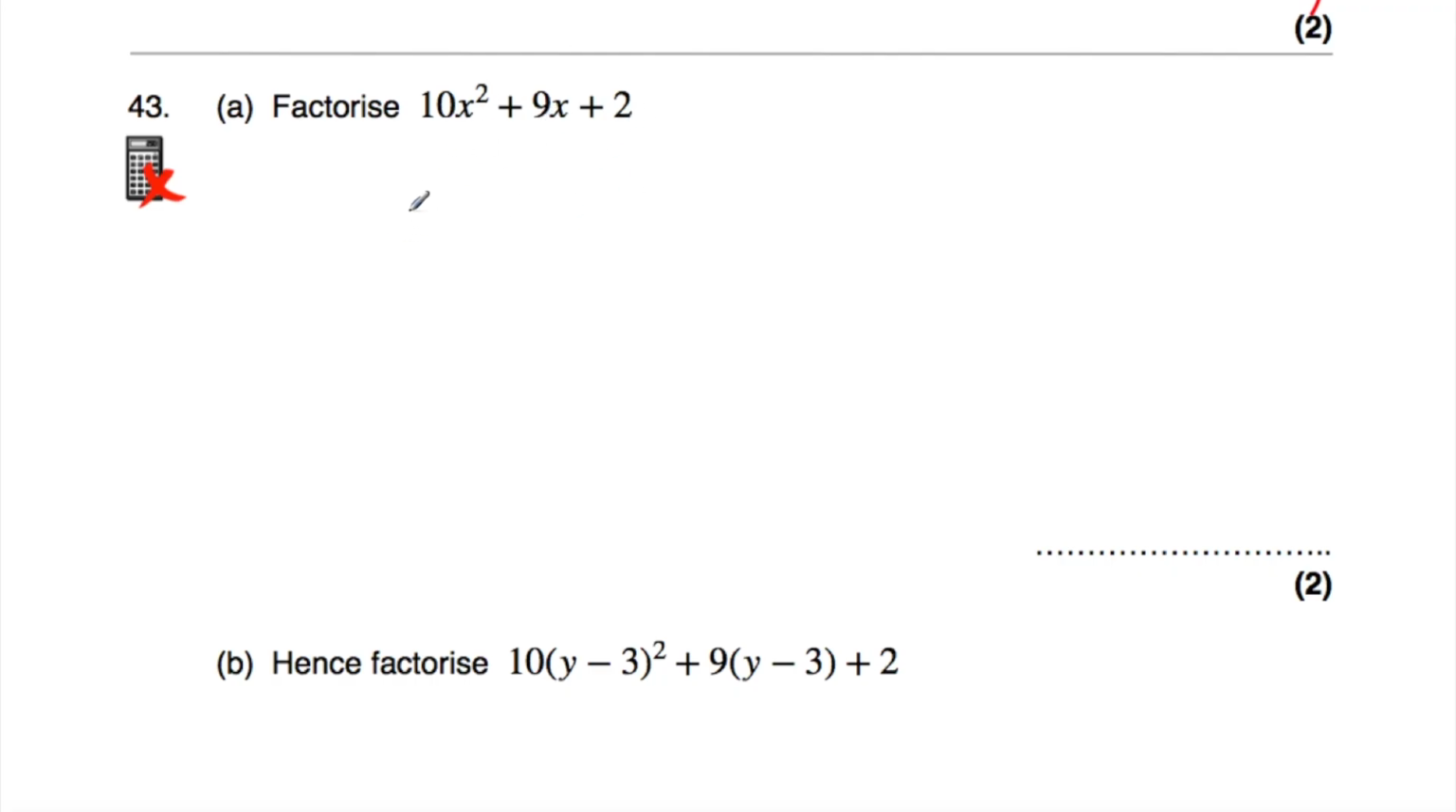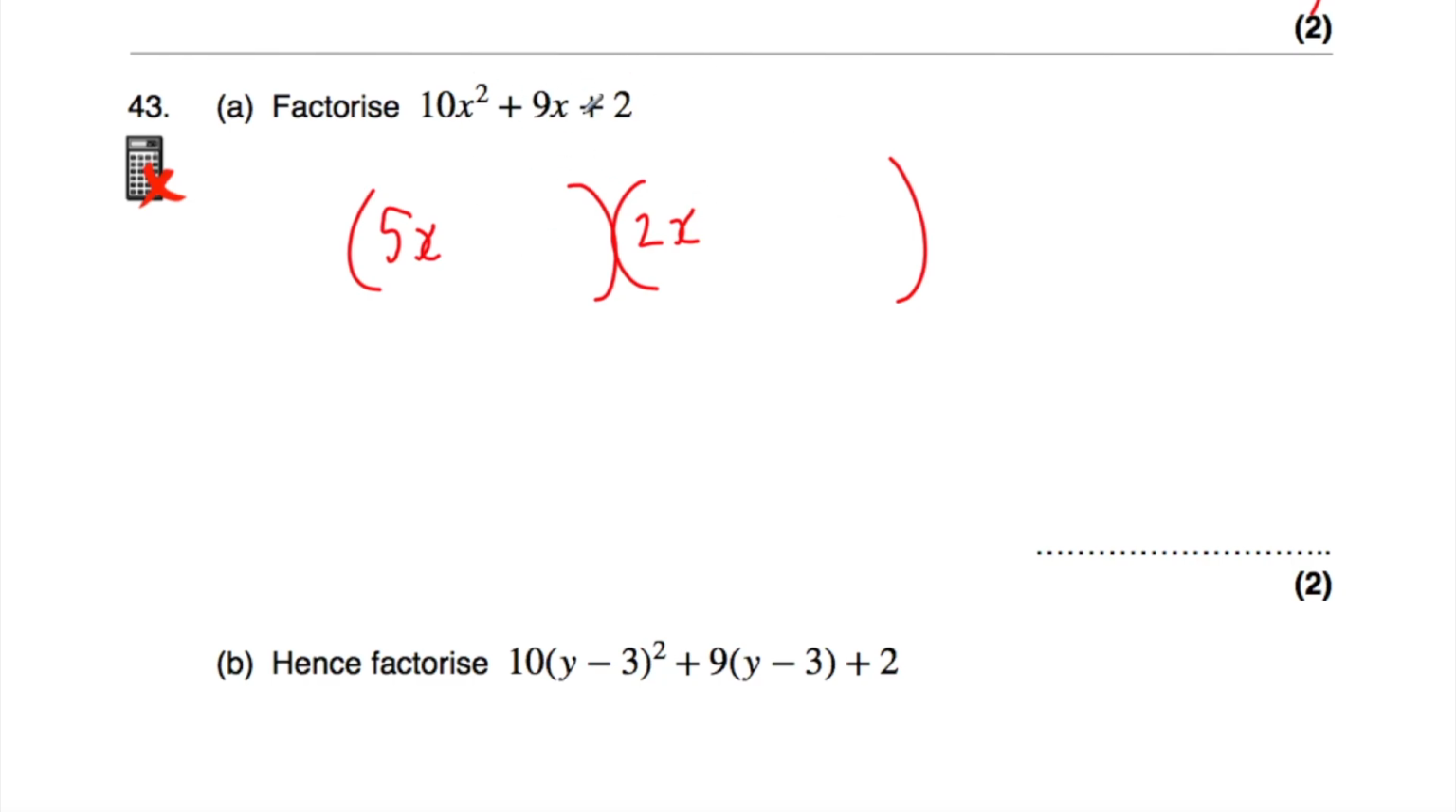So if we were to factorize this, I'd put our brackets down. Okay, and then if we have a look at this, we've got 10x squared. So we could have a 10x and an x, or a 5x and a 2x. I'm going to try 5x and 2x. The reason I chose those is because when we expand our brackets we want to get 9x in the middle. I didn't actually want to use the 10, because if you do 10 times something, it's probably going to give you something bigger than 9 in the middle. So that's why I went for a 5x and a 2x.